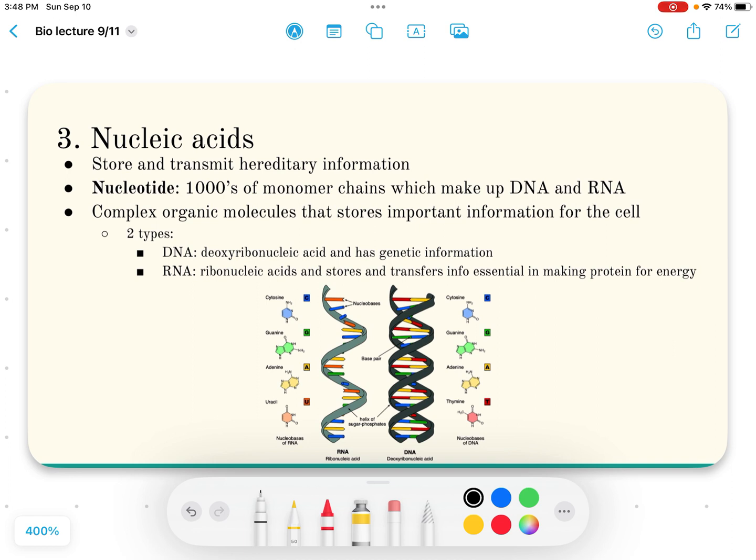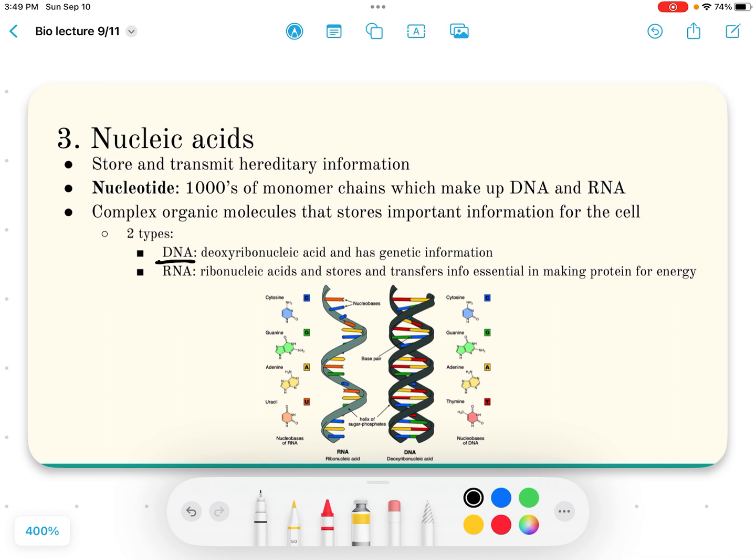So complex organic molecules that store important information for the cell. And we have 2 types. We have DNA, which is deoxyribonucleic acid. That's going to hold your genetic information. Tell you who you are, what you're allergic to, genetic variations that you have, what color eyes you have, what color hair you're going to have, how tall you're going to be, all comes from your DNA.